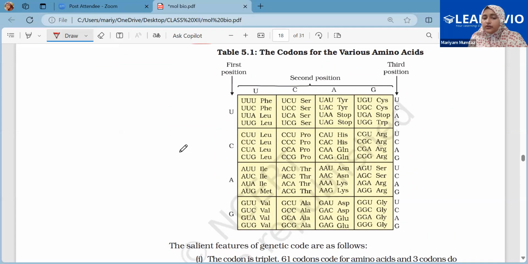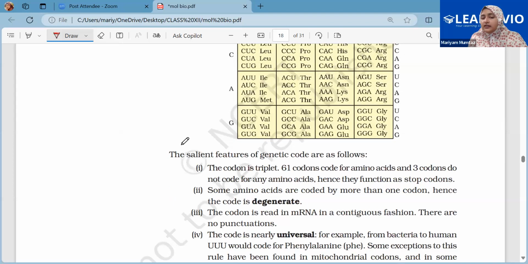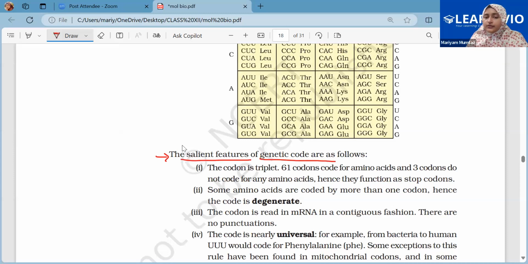So there are 64 codons and they are in the form of triplets. Now, the very important part, that is the salient features of genetic code, are the following. The codon is triplet. 61 codons code for amino acids and 3 codons do not code for any amino acid. Hence, they function as stop codons. Some amino acids are coded by more than 1 codon. Hence, the code is degenerate. It doesn't mean that 1 codon is for 1 amino acid. There are many that can code for 2.